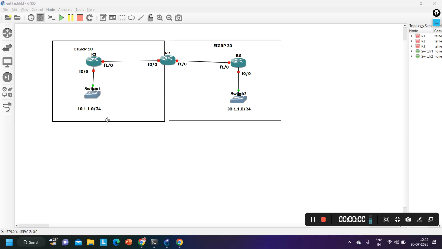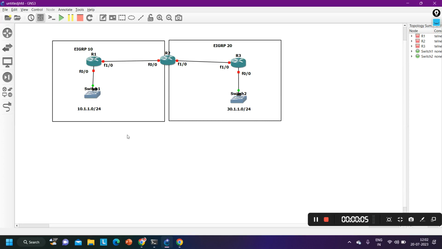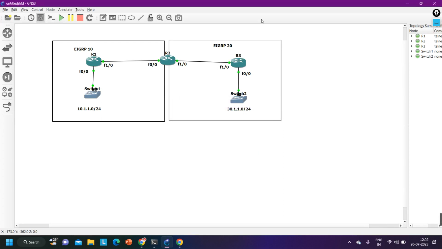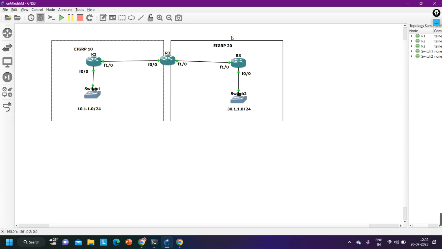Network 10.1.1.0 belongs to a different AS number and 30.1.1.0 belongs to a different AS number. Yes? Yes or no? Yes. So first of all, let me configure the topology. See, router 2 is my autonomous system border router. It is a border router. Router 2 is connecting to different autonomous systems.